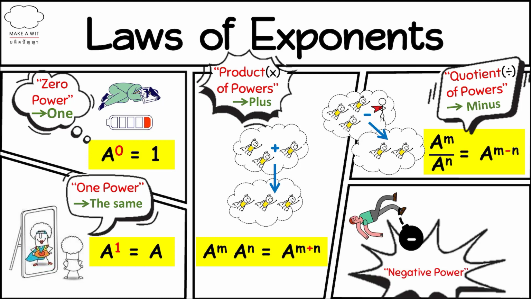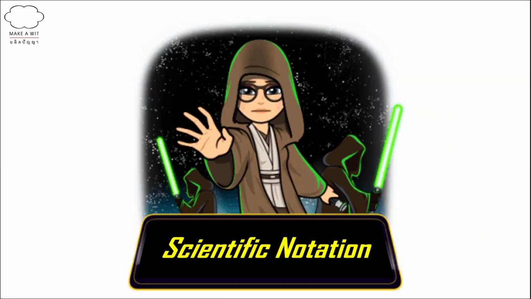Okay, last one. Negative power is called inverse. So that means it pulls you down, right? So a to the power of negative n, you pull it down, it equals 1 over a to the power of n. Okay, move it down under number 1 here. Okay, now let's move on to our lesson today.